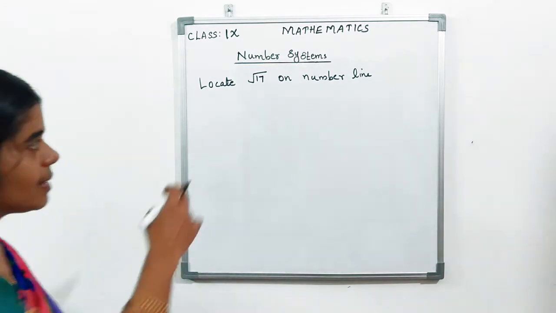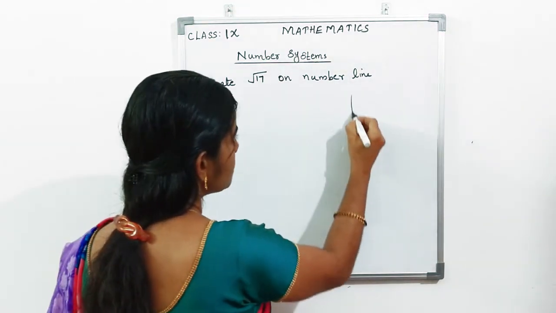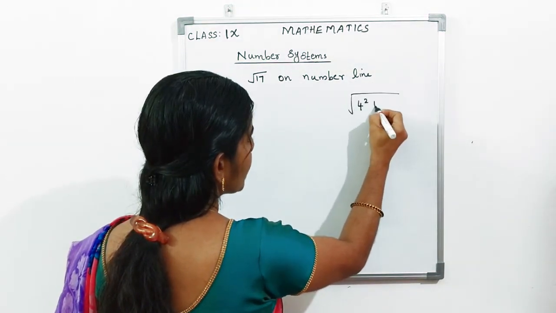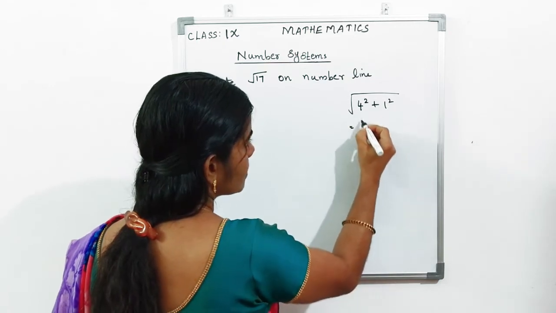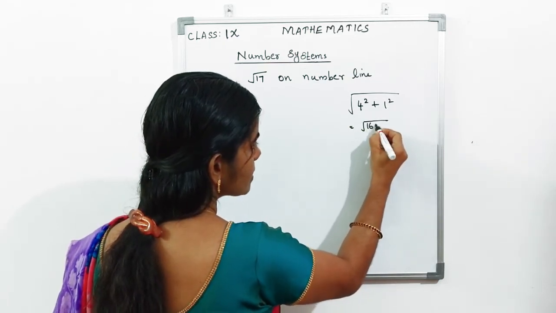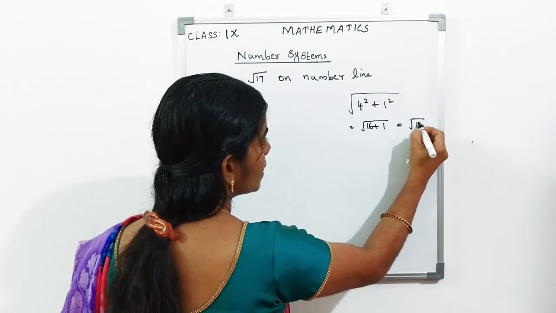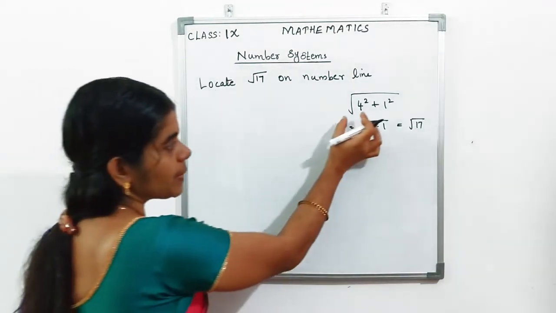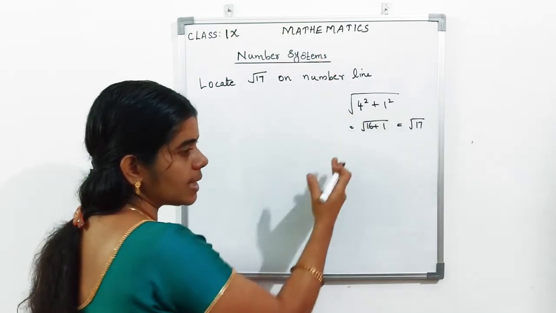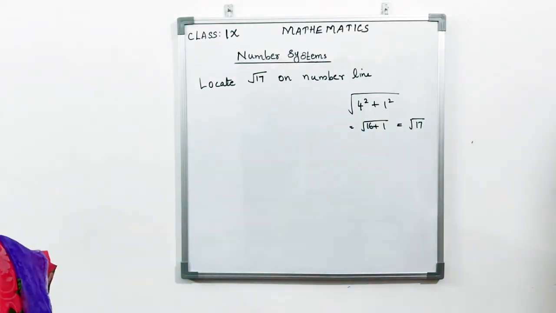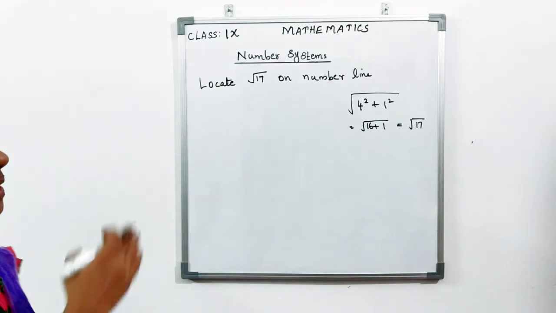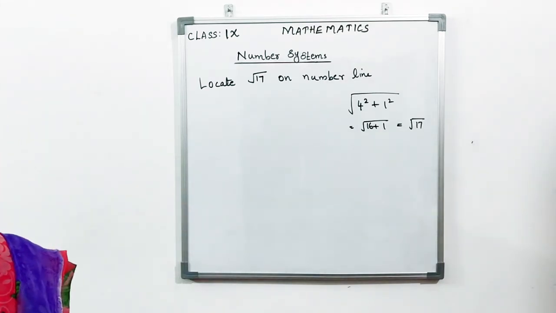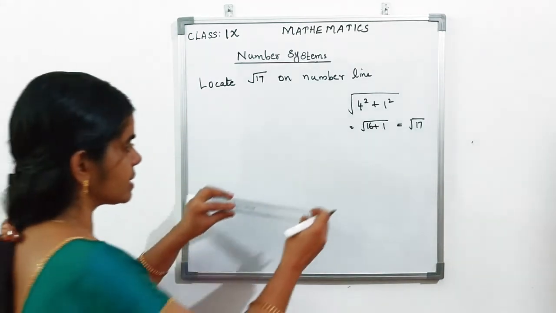How can you represent this root 17? Is it possible like 4 square plus 1 square? That is 4 square means 16, plus 1, that is equal to 17. Then in the base you can take 4 units, and in the perpendicular distance we can take 1 unit and join that, then you can mark root 17. Just listen here.